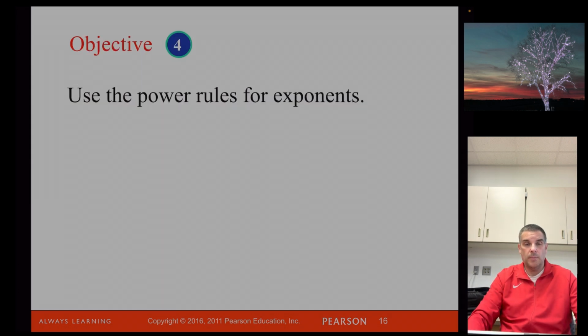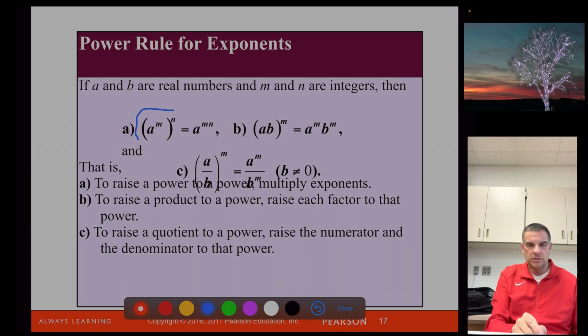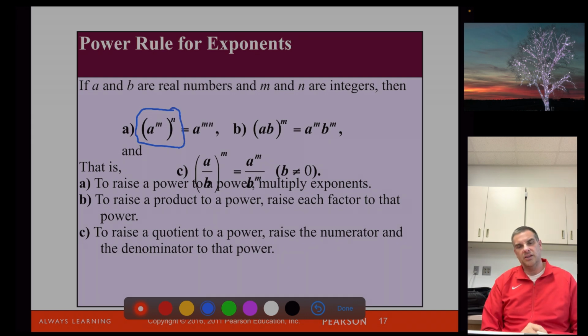We're good to go. Power rules for exponents. So what happens if we go like a power to a power? So 3 squared, squared. When you go power to a power, like a to the m to the nth power, that's equal to a to the mn. So you multiply those two powers together.